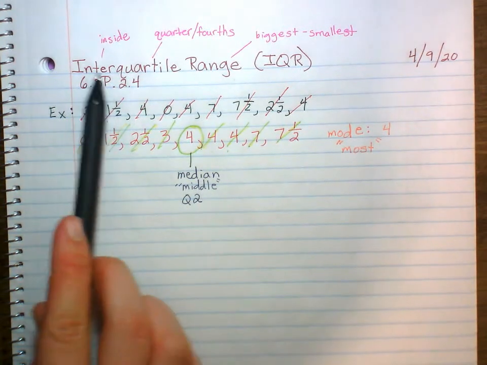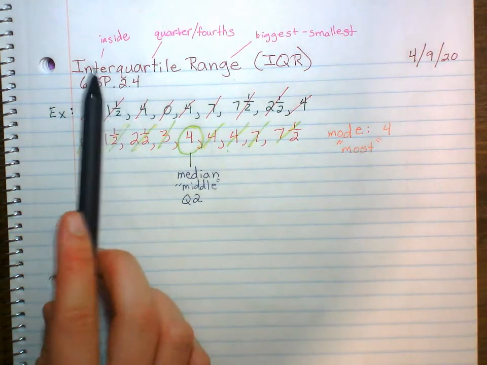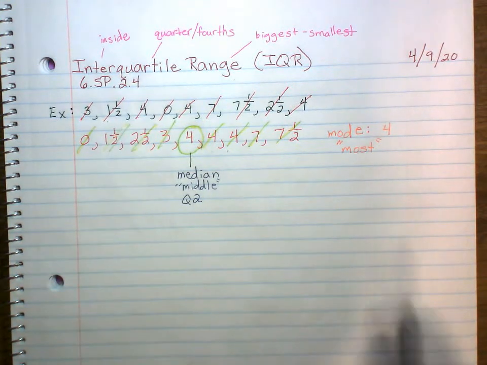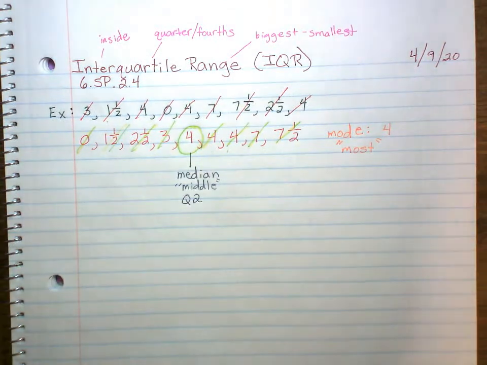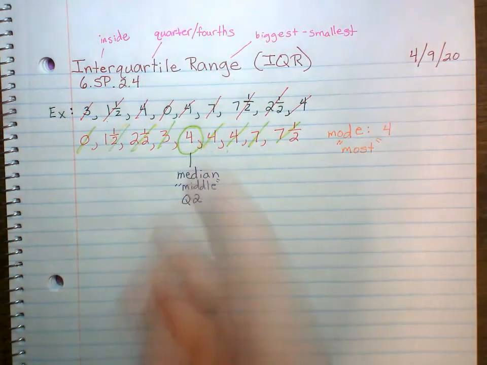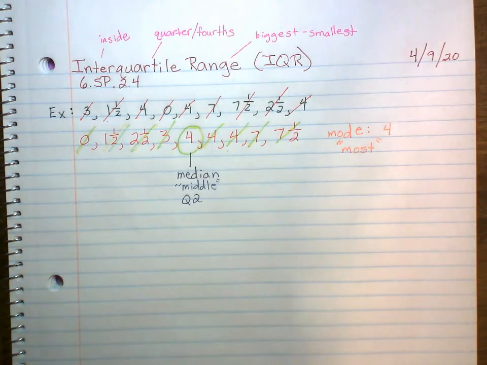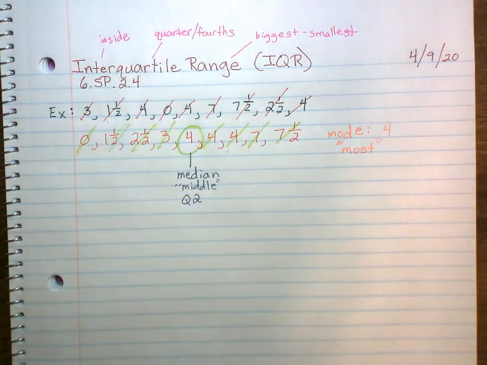So we need to find all the inner quartiles. We need to do the 4 quarters, break it into fourths. So right now we broke it in half. Now we need to basically find the median of the medians. Find the half of the halves.